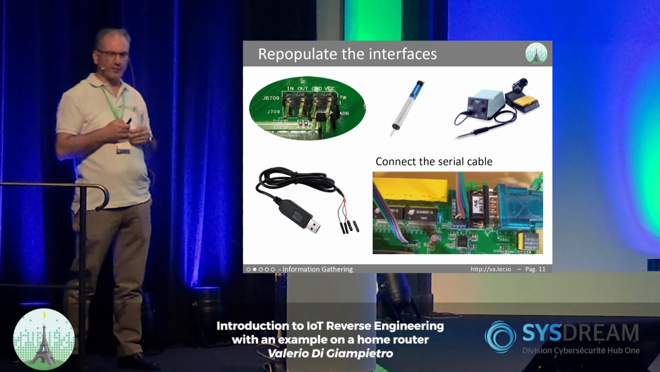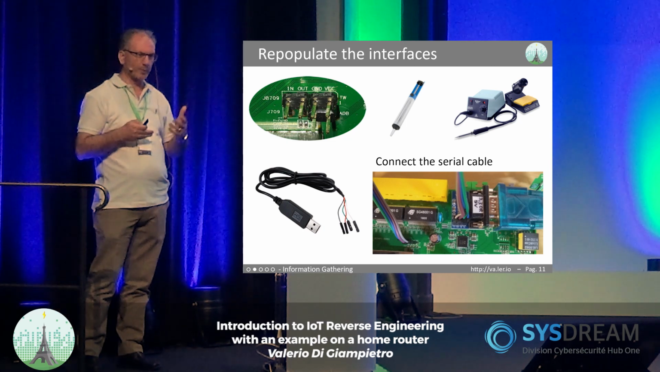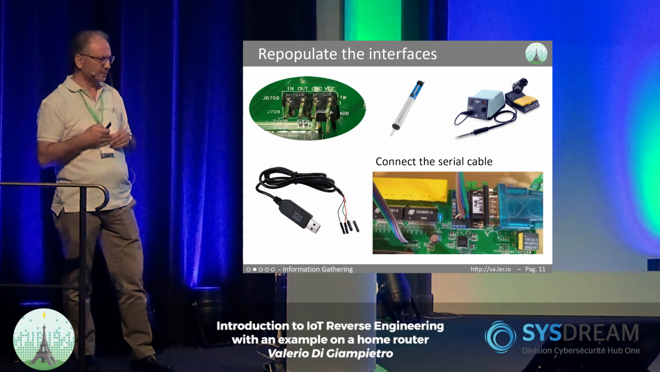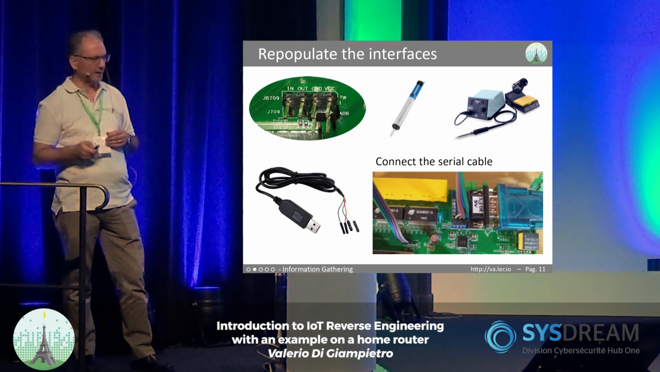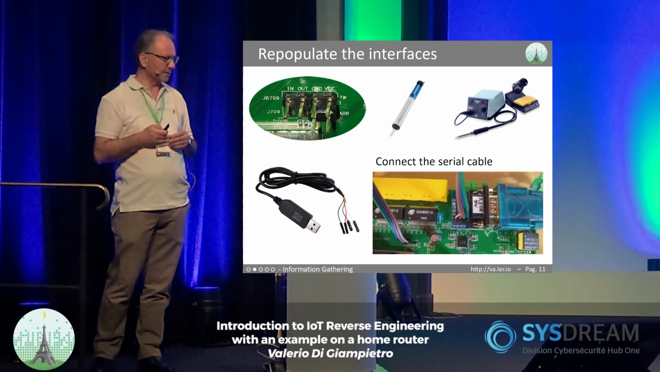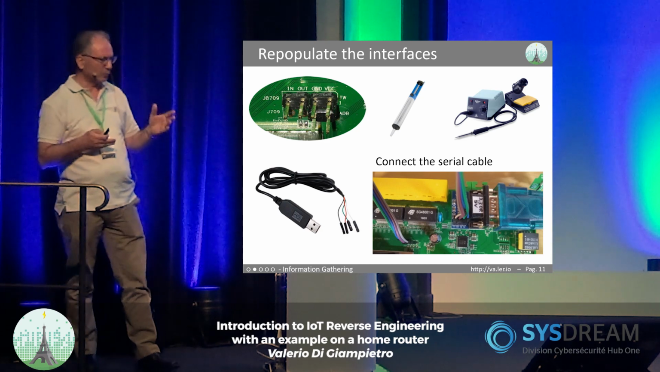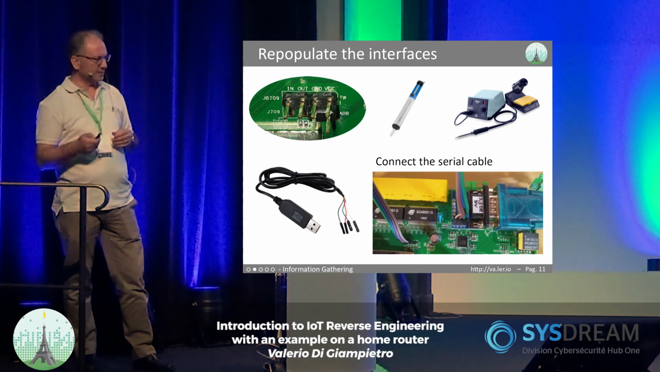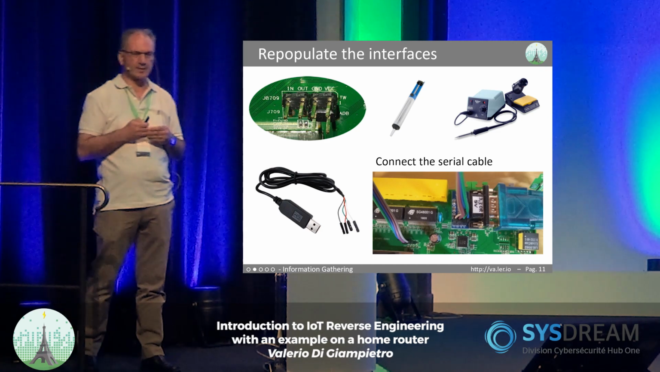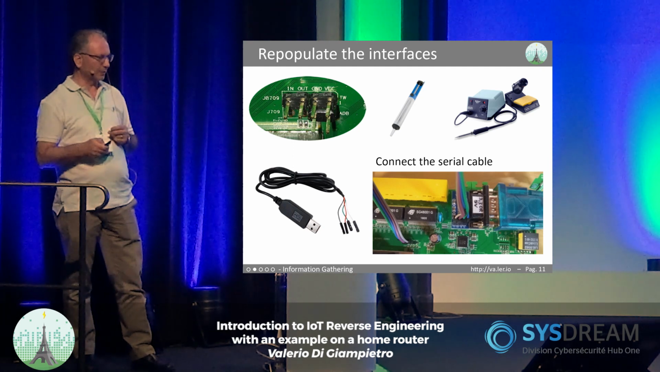After we have identified these interfaces, we have to repopulate them. This means to attach headers to these interfaces using a desoldering pump and a soldering iron, and then use a connector. In this case, it is a USB TTL serial adapter to connect the IoT device to the PC with a terminal emulator running PuTTY. But why do we want to repopulate the interface and why are we so interested in these two interfaces?